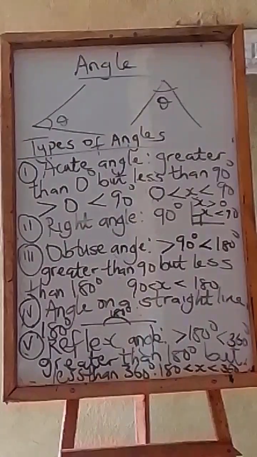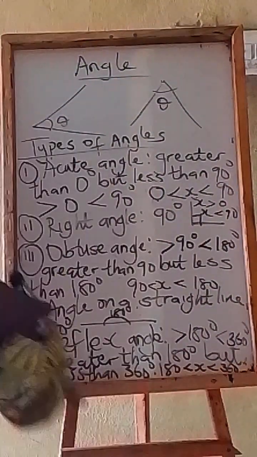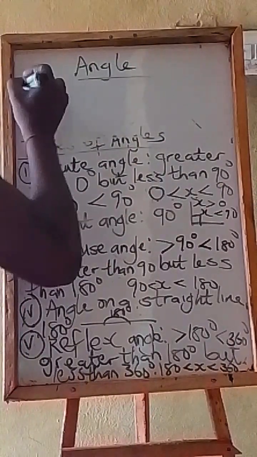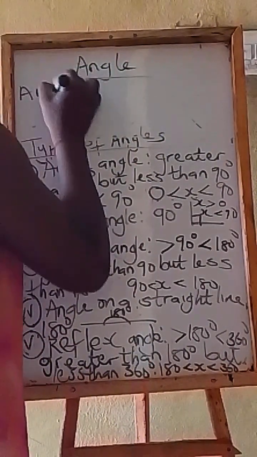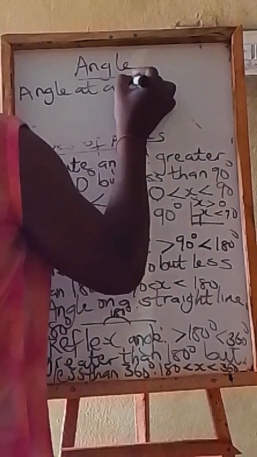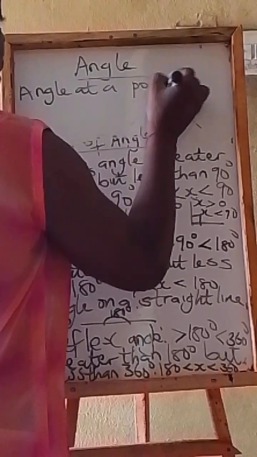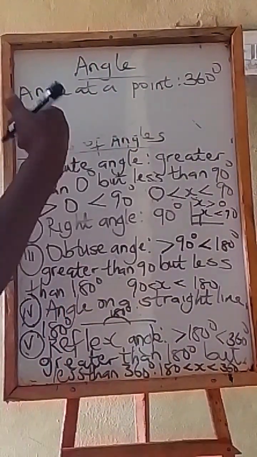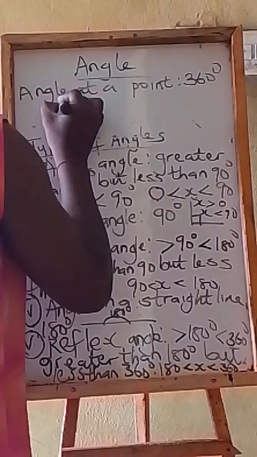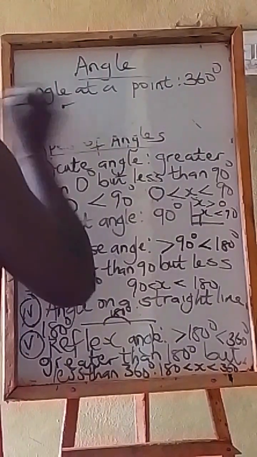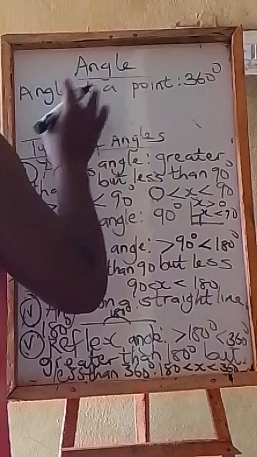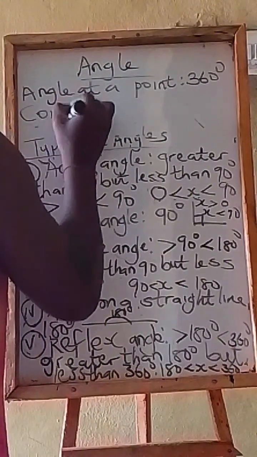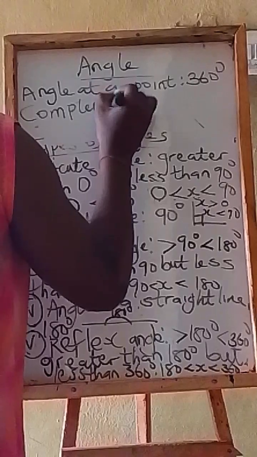Then the next one we are going to look at is angle at a point. Angle at a point is 360. It is always 360. This is the point. You can have various lines joining it. It is always 360.